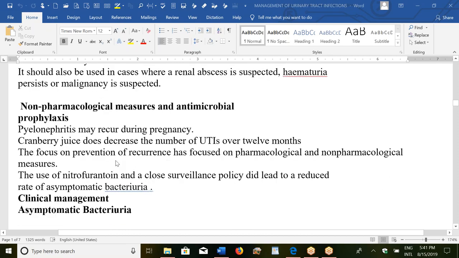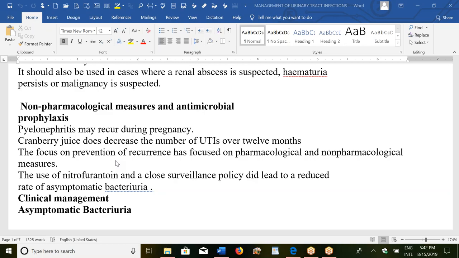Then we have non-pharmacological measures and antimicrobial prophylaxis. Pyelonephritis may reoccur during pregnancy. There is some medical evidence that cranberry juice decreases the number of UTIs over 12 months. But the problem is that we don't know how much juice and how frequently she should take it. So just when she is symptomatic, she can take this cranberry juice. Otherwise, we don't have any solid plan to counsel her.